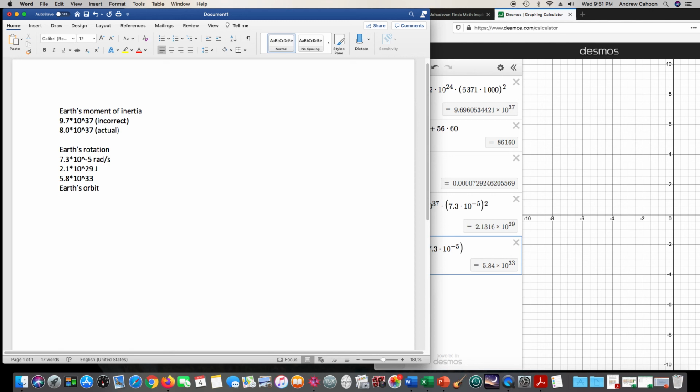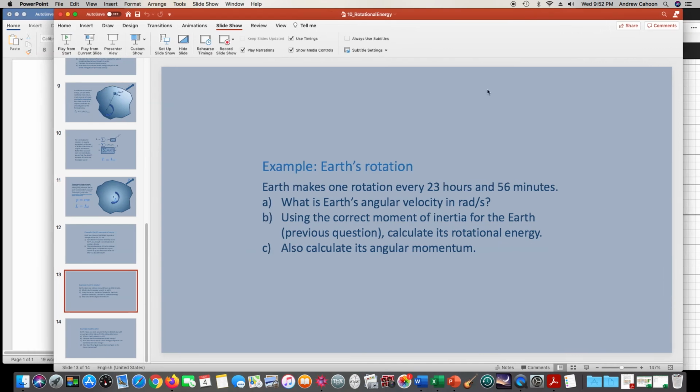There's no fancy unit for angular momentum that I'm aware of. There wasn't a fancy unit for regular momentum either, like there's a joule for energy. So we just write in what's there, and it's moment of inertia times radians per second. Moment of inertia would be kilograms meters squared. Radians per second would give you per second. So little weird units there, but that's what it is. Okay. So we have calculated its angular velocity, then its moment of inertia from the previous problem to get rotational energy, and then angular momentum.